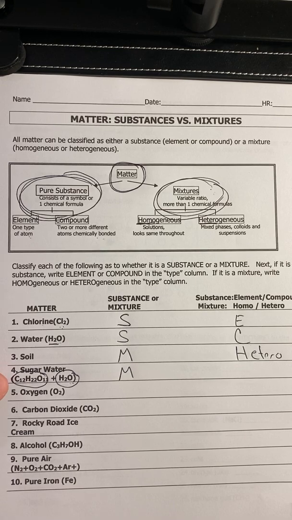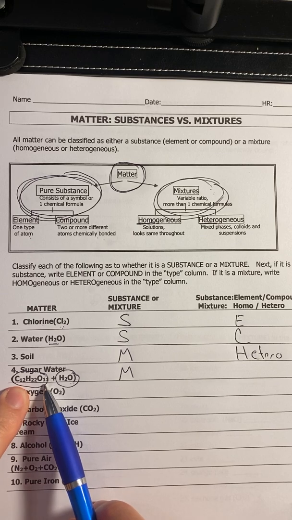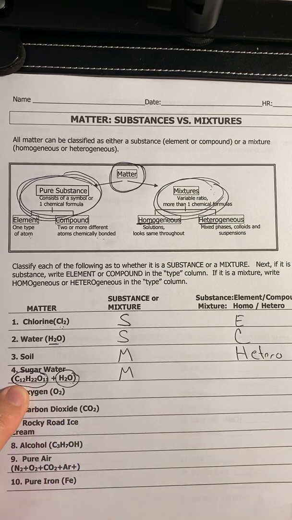How the heck would I separate sugar water? Well, if you had a real good filter, you could do that. Or if we wanted to boil off the water and then collect that evaporation, we'd be left behind with the sugar. That would be a way we could separate it. But there are ways that we could do it.